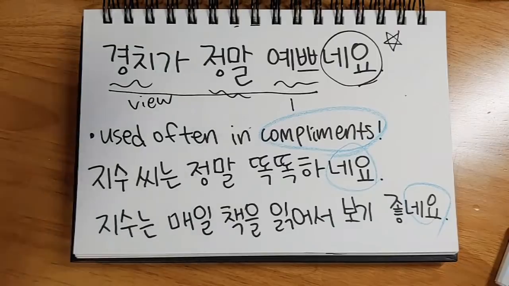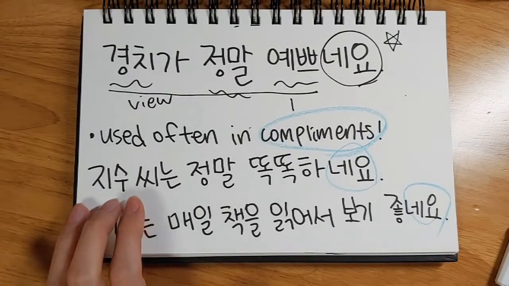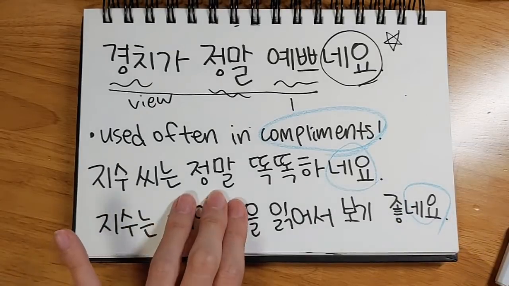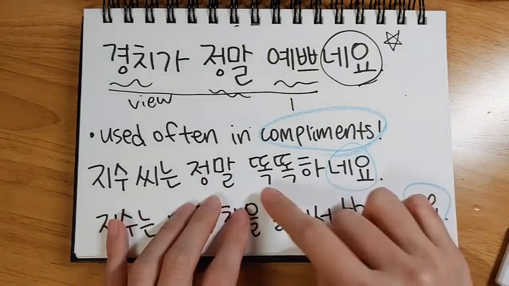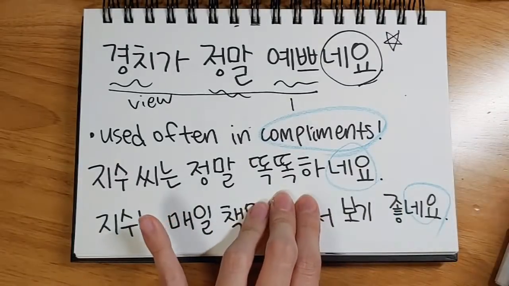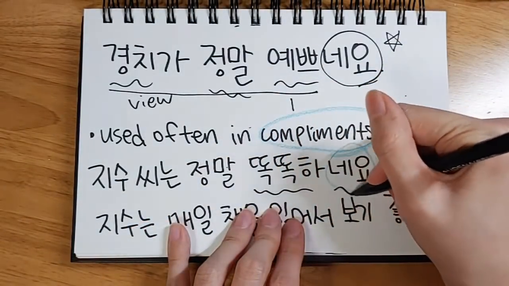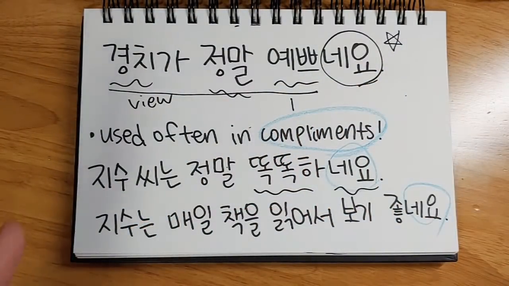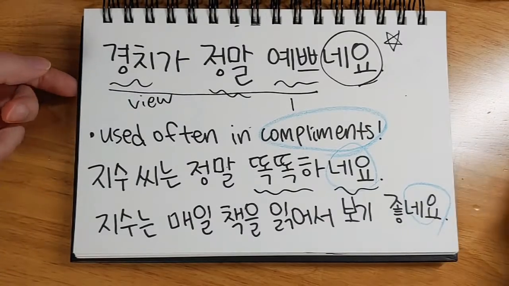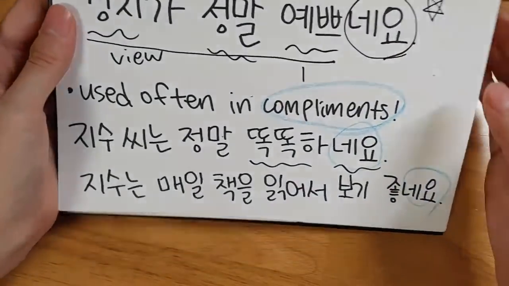So if you want to tell someone that he or she is smart, you can say, 지수 씨는 정말 똑똑하네요. 똑똑하다 means to be smart, right? So combine it with the stem and 네요 ending, becomes 똑똑하네요. 지수 씨는 정말 똑똑하네요. Like I can see that you're really smart.